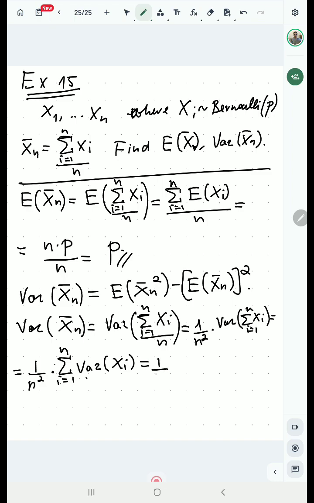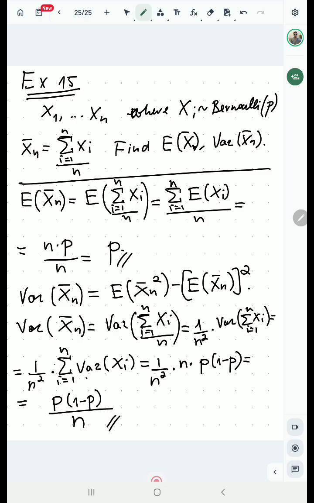So this is 1 over n squared times, and I have n such variances. So n times p times 1 minus p. P times 1 minus p is the variance of a single x, but I'm summing n such variances. Therefore, it should be n times p times 1 minus p. So the n's cancel each other out, and I have p times 1 minus p over n. Okay, that is the solution.